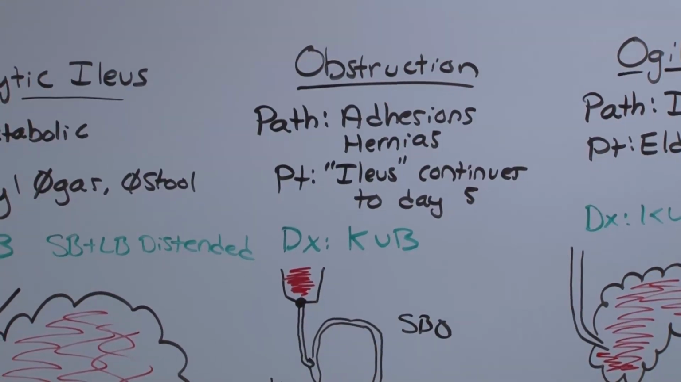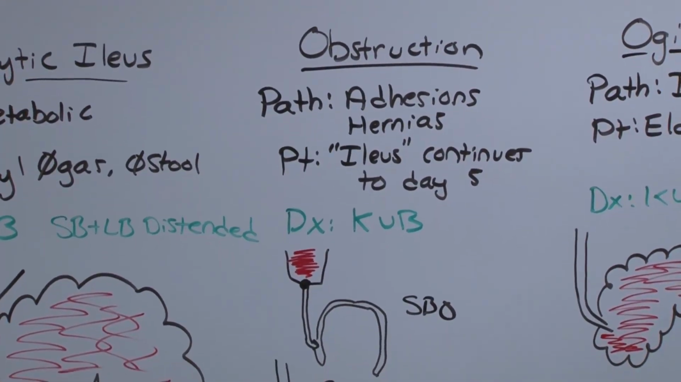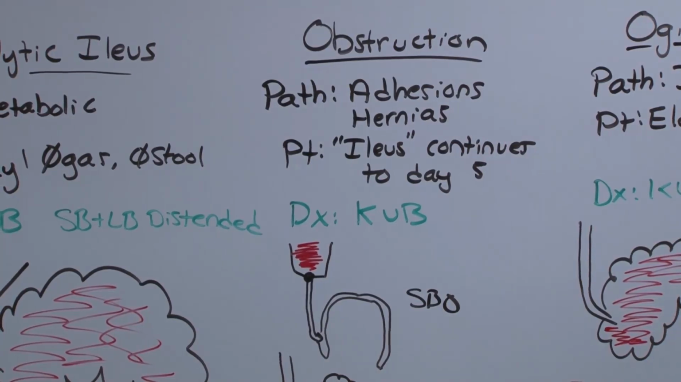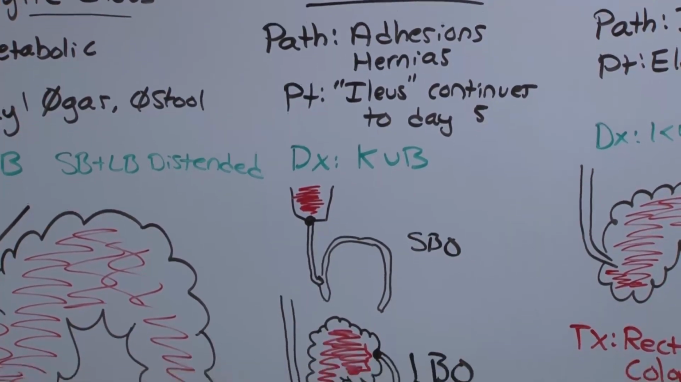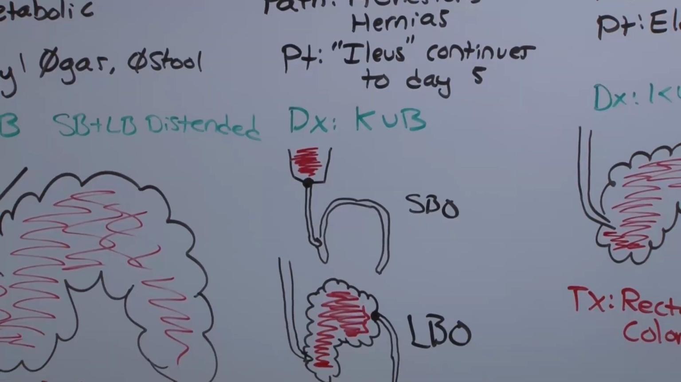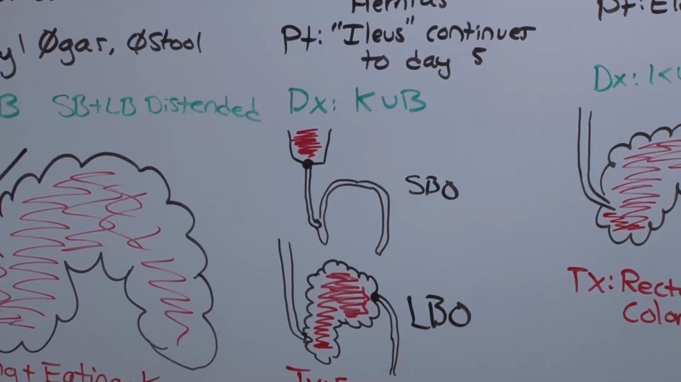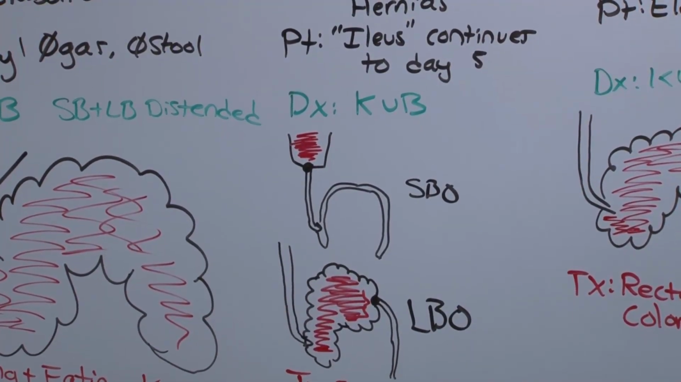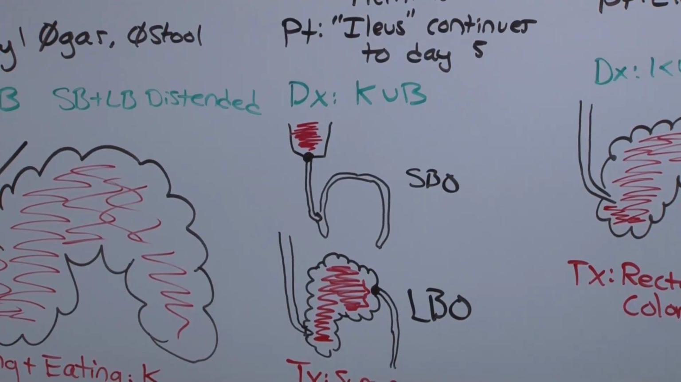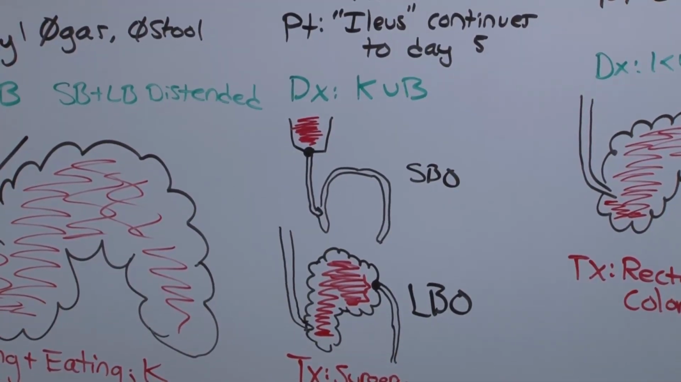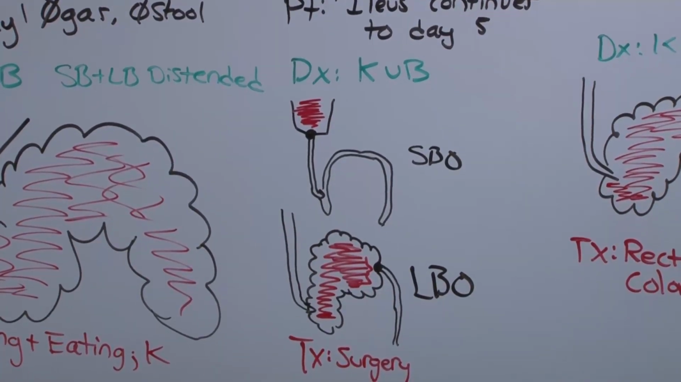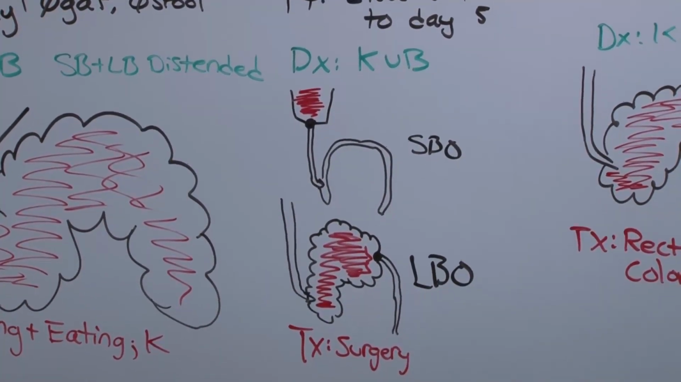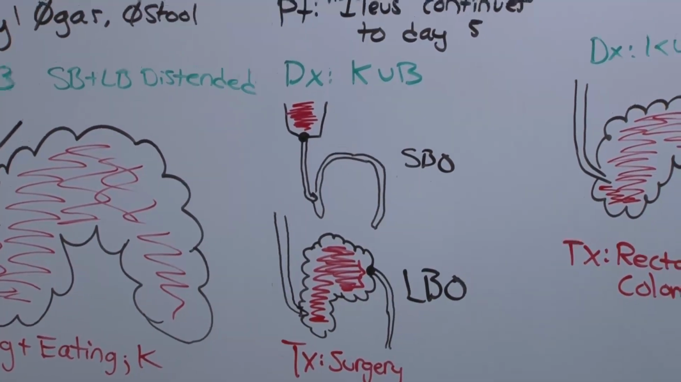An obstruction is the thing you worry about. It is a surgical emergency. It is the patient you thought just had an ileus, but it continues despite your therapy. A KUB is obtained, and what you'll see either is a small bowel obstruction with dilated loops of small bowel with decompressed, absent air and stool distal to the lesion, or a large bowel obstruction where you'll see only partial colon dilated. The treatment is surgery.